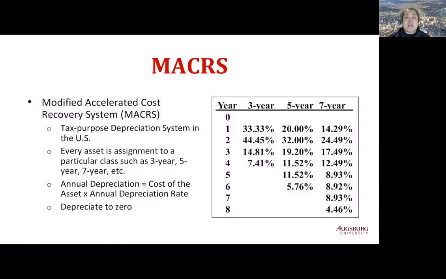Every asset is assigned to a particular class, such as 3-year, 5-year, 7-year, etc. As shown in the table, annual depreciation rate is predetermined. And annual depreciation equals the cost of the asset times this annual depreciation rate. It eventually depreciates to 0.